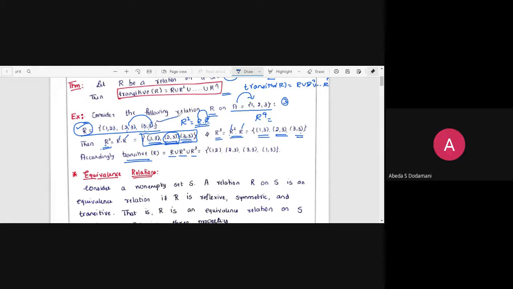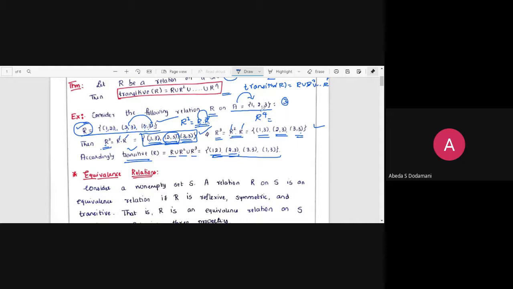So this is your R, this is your R square, this is your R cube. Take the union of all. So 1, 2, 1, 2 I am writing. Then 2, 3 is here, 2, 3 is here, 2, 3 is here also. Write this. Then here you can see 1, 3. Here also 1, 3 because I am taking union. So 1, 3 I am writing. So 3, 3 everywhere it is. So 3, 3. So this is the union of all. That's how we have got transitive of R.